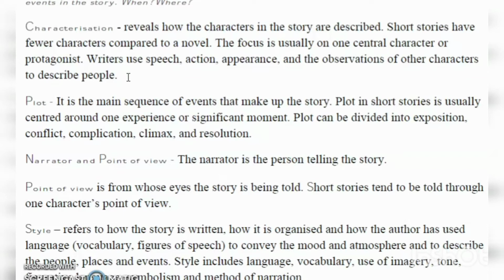So whenever I talk about true characterization, how it is being explained in the short stories, usually by the person who is telling the story, how they are describing each other.